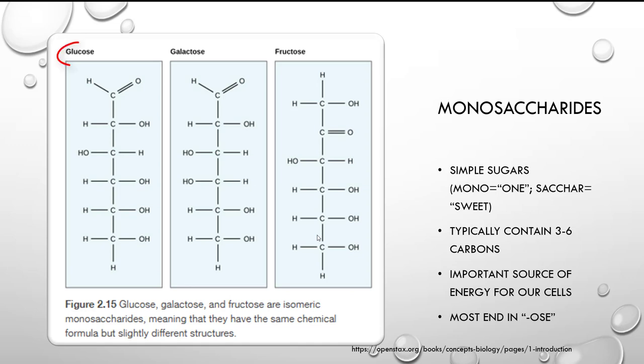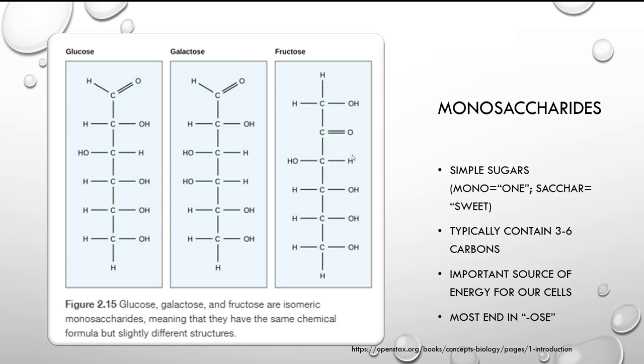So we can see some examples: glucose, galactose, and fructose. And you can see that there are just slight differences to them. Glucose and galactose are pretty similar. The only thing is that we have some switching of where the hydrogens and the hydroxyl groups are in the carbon skeleton, and then fructose differs in where the double bond is.